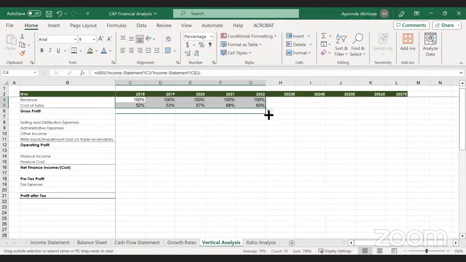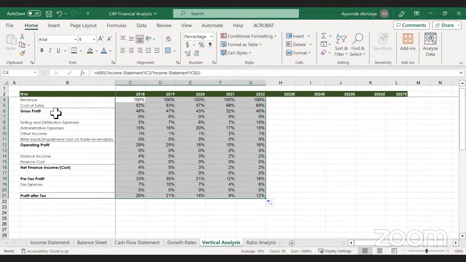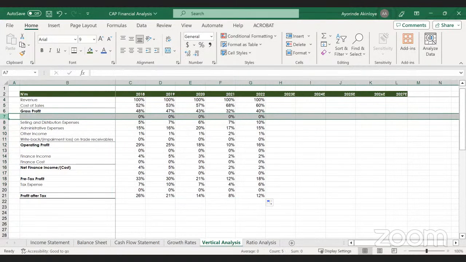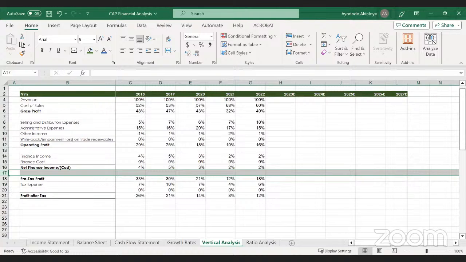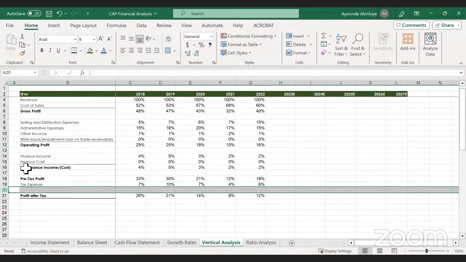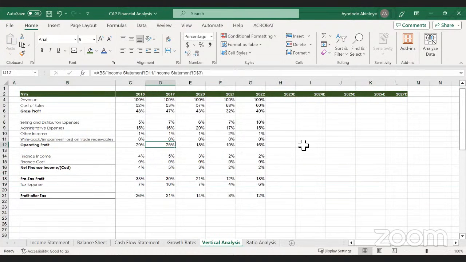So you can drag it down to gross profit. Just drag it down across, and then you take out any part that is 0. Take out any empty row. Again, there's another formula you can use to remove empty rows, but it's not Excel class. Let's just leave that. So this is what vertical analysis is about.